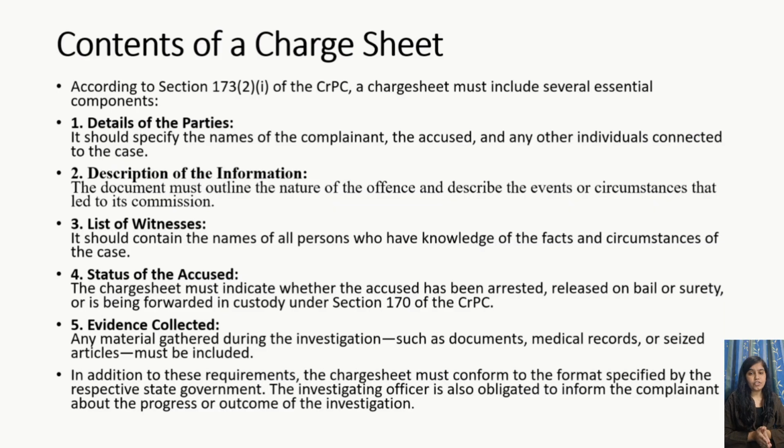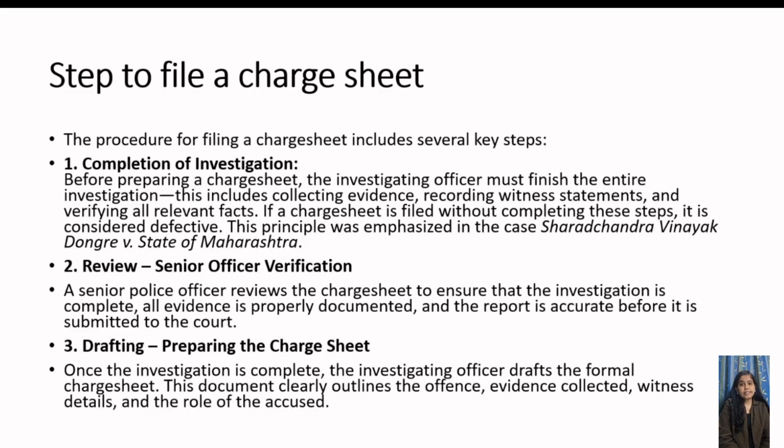What are the contents of the charge sheet? A charge sheet contains detailed information of the accused and complainant, clear descriptions of offences, witness statements and information of any witnesses, the status of the accused, whether released, arrested, or in custody, and the evidence collected during the investigation. For example, in a theft case, the charge sheet will include CCTV footage, witness information, statements, stolen vehicle information, and the police notes.